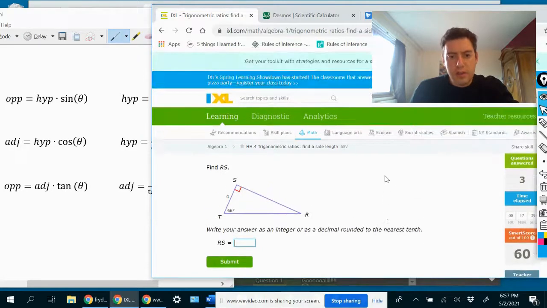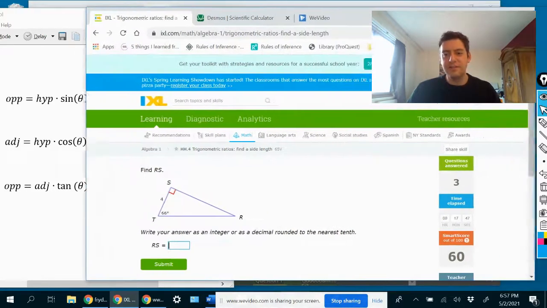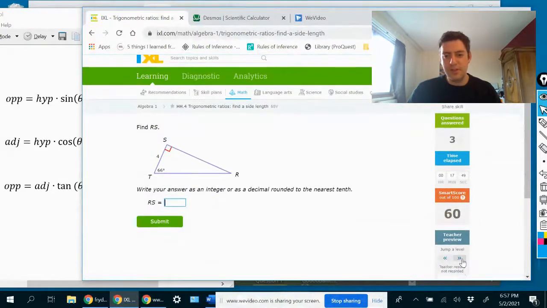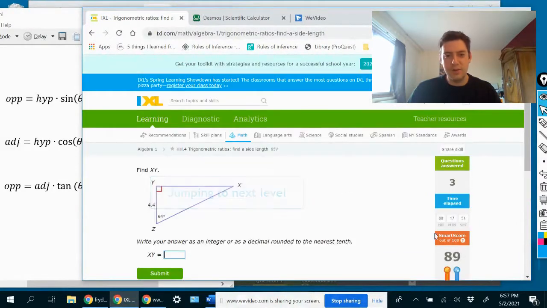Find RS. That's the exact same problem we just had. All right, let me jump again. That was weird.